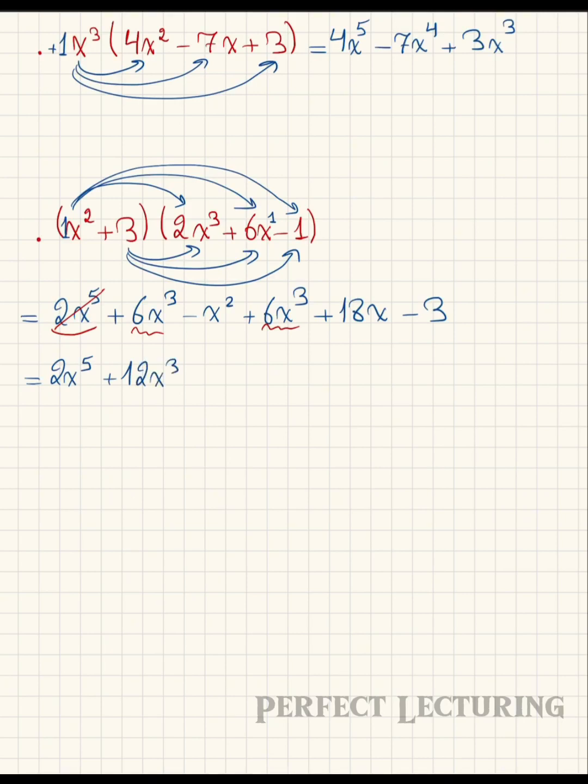power of 3. Then any x squared? Yes, there is. There is 1x squared, so that is a negative x to the power of 2, as well as one term with x, that is a positive 18x and negative 3, and that's the final answer.